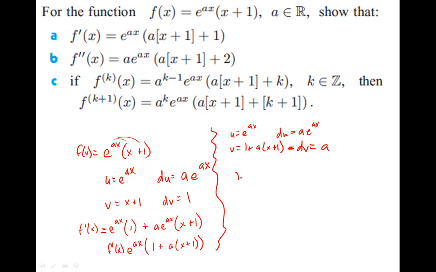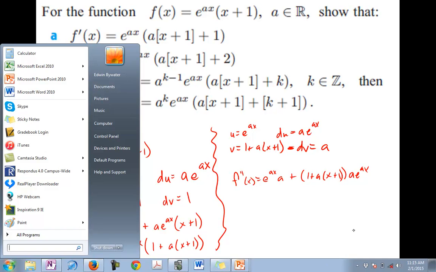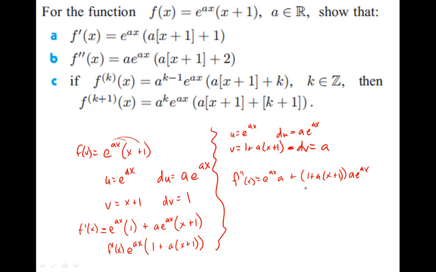And so then I can say that the second derivative is equal to u times dv plus v times du. All right, and we can go ahead and solve that. We can simplify it again. They want us to factor out the a e to the ax, which would then be 1 plus 1 plus a x plus 1. And you can then see that it matches this one right here. 2 plus a to the x plus 1. All right, so there you go.